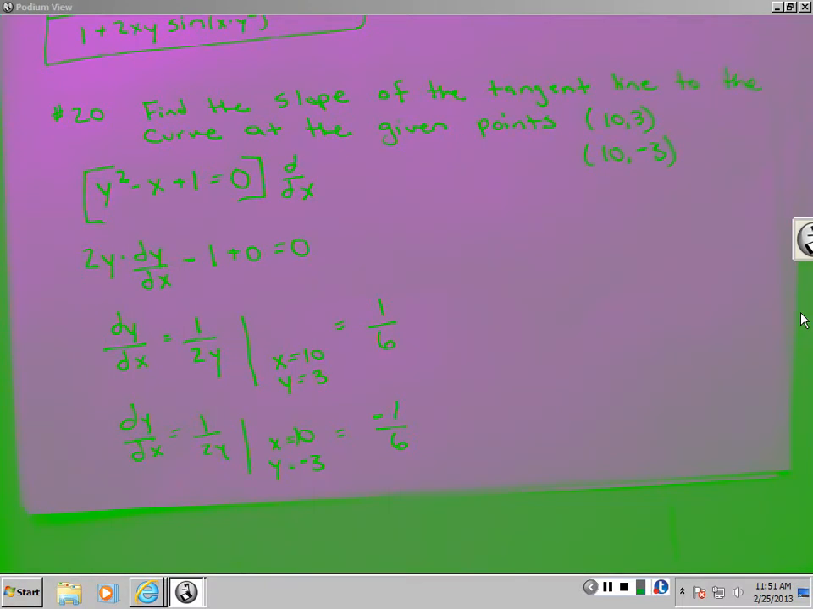Sorry for the green and purple background. Hopefully they'll get this fixed.